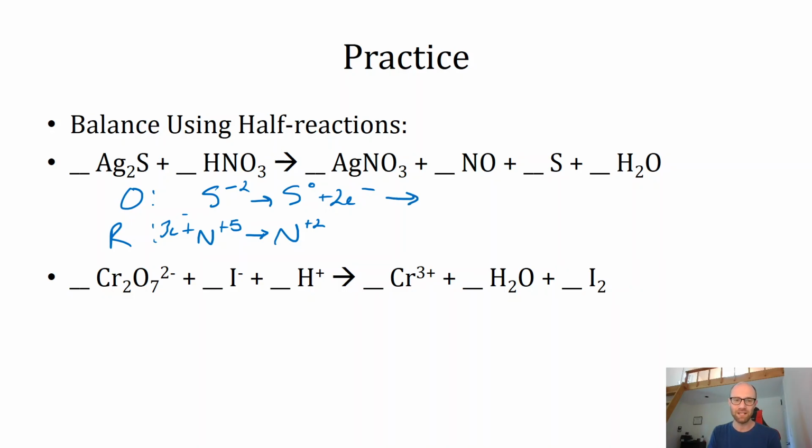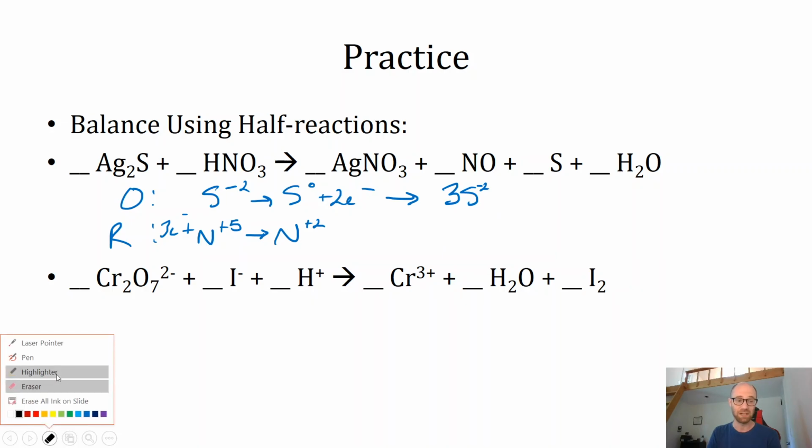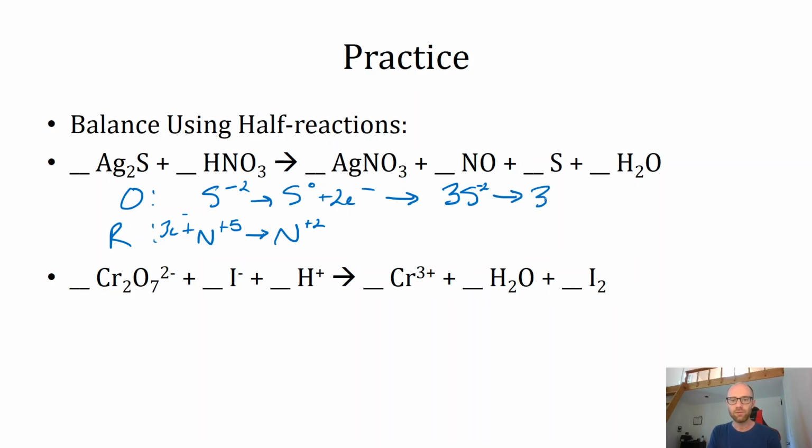But this is going to become 3S2-, -2. Oh my god, I need a quicker eraser. I think there's a button I can press, but if I'm not careful, the button I press is the next slide button, and then it just skips. 3S0 plus 6 electrons, and this would become 6 electrons plus 2N+5 becomes 2N+2.